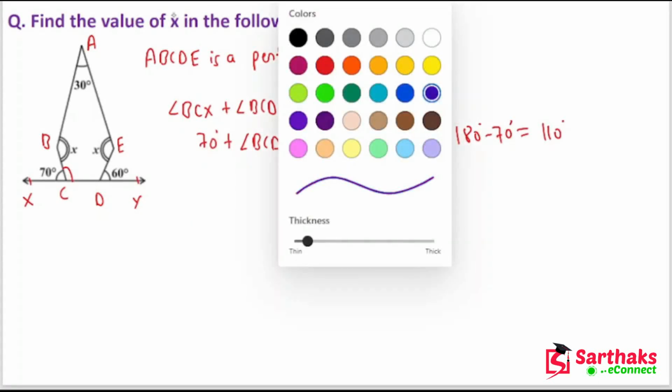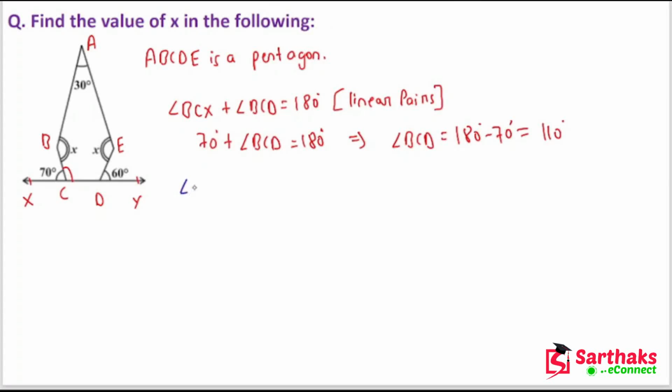Similarly, you can apply this linear pair property here also. So here we have angle EDY plus angle EDC equal to 180 degrees. Again the angle sum property here also, right? Angle EDY is 60 degrees, so angle EDC would be 180 degrees minus 60 degrees. So we will get 120 degrees. So now it is 110 degrees, 120 degrees, these are x and this is 30. So we have to find the value of x, right?